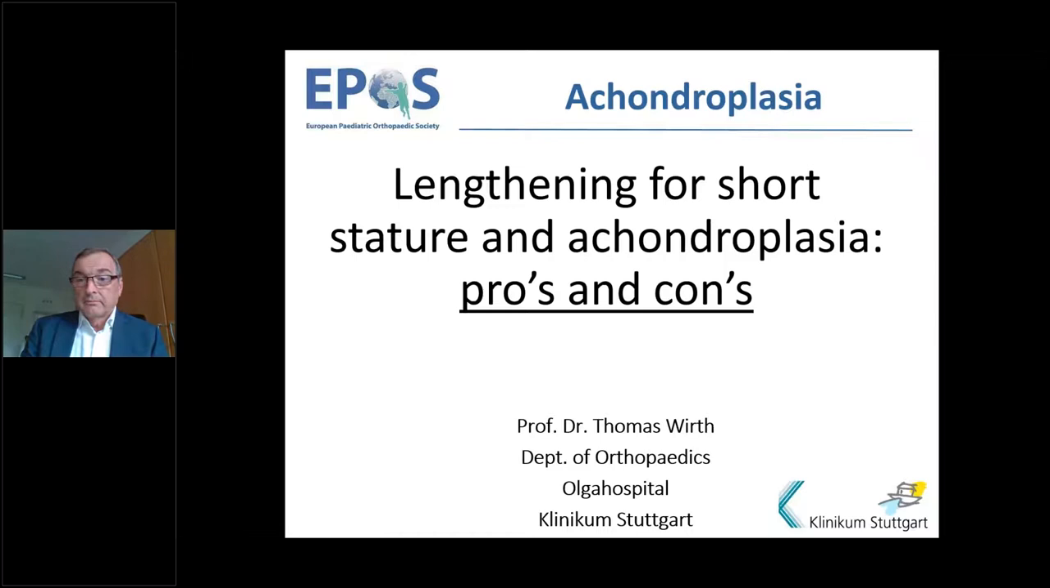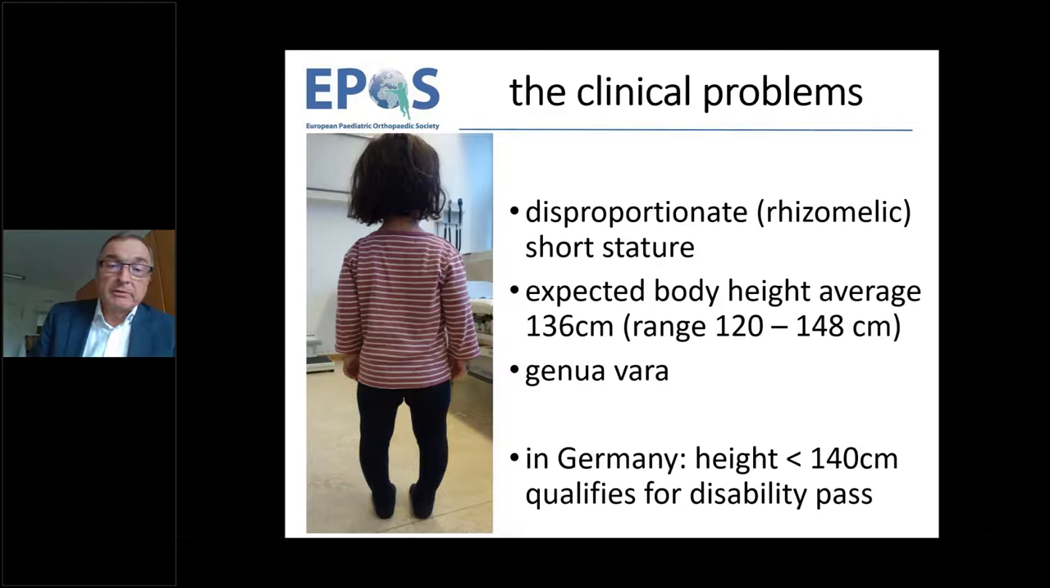So my topic is lengthening for short stature and achondroplasia, pros and cons. The clinical problems have been well described: disproportionate rhizomelic short stature with an expected body height average of 136 centimeters and a range of 120 to 148 centimeters. We have axial deformities of the lower limbs. And in Germany, a height under 140 centimeters qualifies for disability passes.